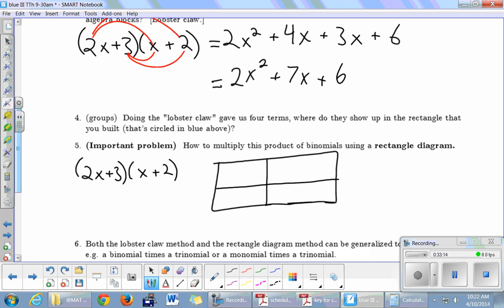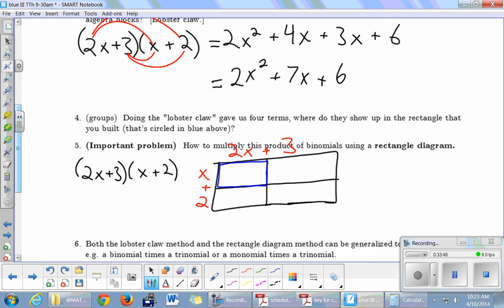Okay, looking at the previous page, what was the length across the top of the rectangle? 2x plus 3? So I'm going to put that right up here. 2x, I'm going to put the plus sign right on top of that line that I drew, and then a 3 over there. And then what was the width? X plus 2. So I'm going to put that on the side. X, again, I'll put my plus sign right there on the line, and then a 2.